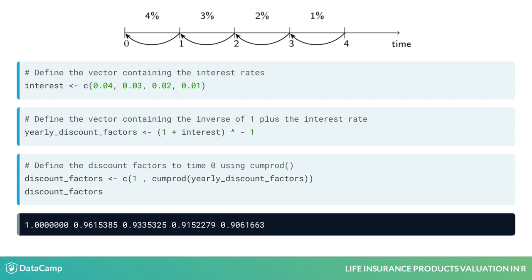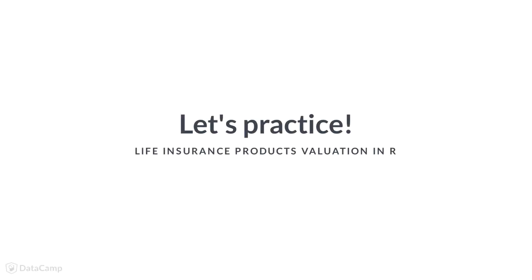This function returns a vector whose elements are the cumulative products of the elements of the original vector. Since €1 at time 0 stays €1, you extend the vector returned by the cumprod function with 1. As such, the vector discount factors stores the discount factors to go from 0 to 0, from 1 to 0, and eventually from 4 to 0. Those were two big steps. Time to translate theory to practice.